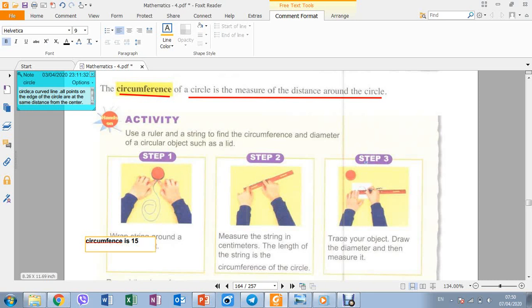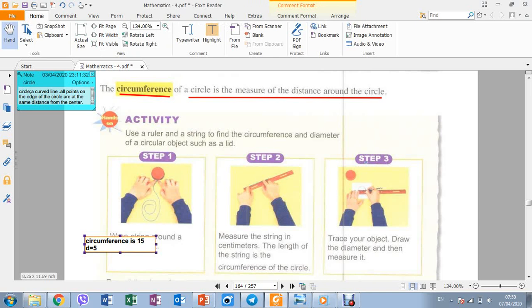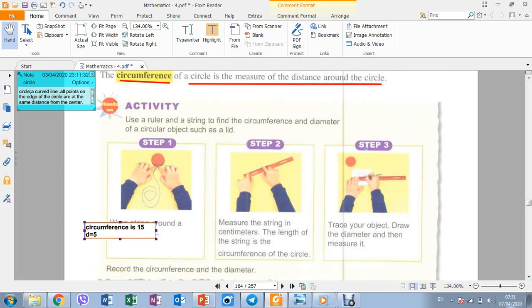The circumference is 15, and the diameter, I can put down D, is how much? 5. Means what? Means the circumference is 3 times the diameter. That's not exactly 3 times, but nearly every time. This model shows us the circumference is every time nearly 3 times the diameter, okay?